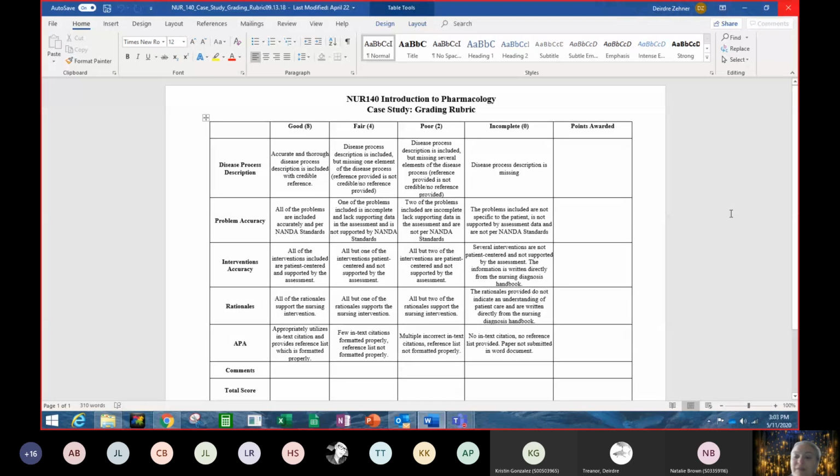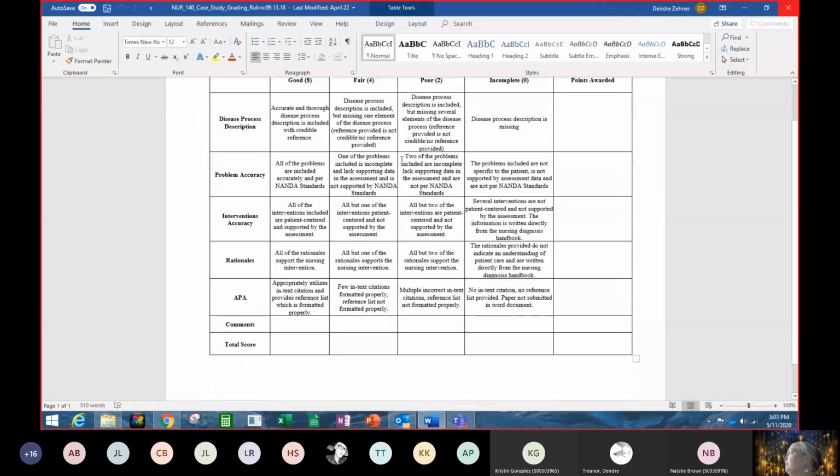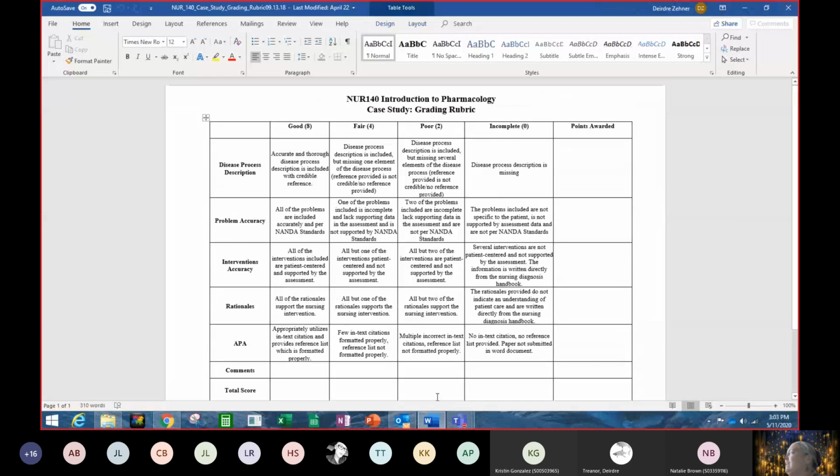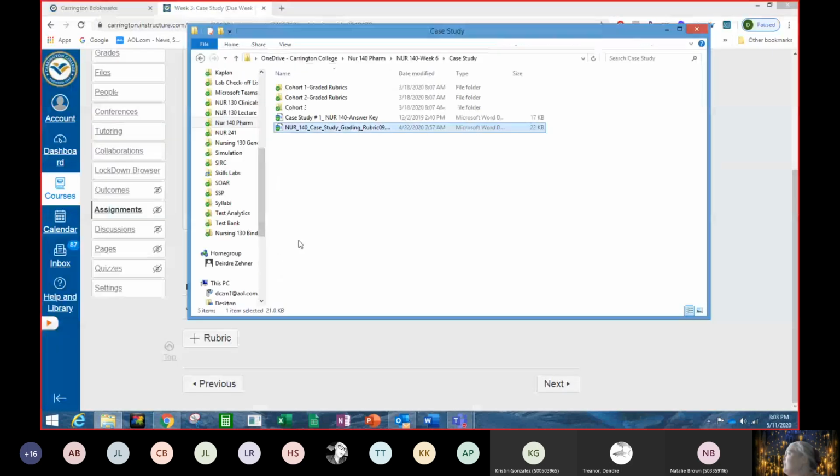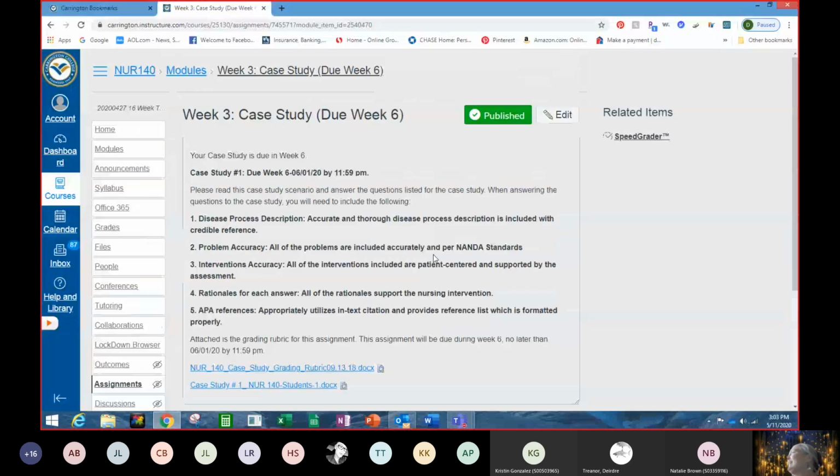I would prefer it be neatly done, typed up with appropriate sources. So you guys aren't going to actually get this because I have this in the system. When you upload it, the system has this rubric in there. But make sure you're using your NANDA accuracy, so your nursing diagnosis book and all those things. And make sure you're justifying your rationales. Now, again, this is week 3, and this is not due until week 6.